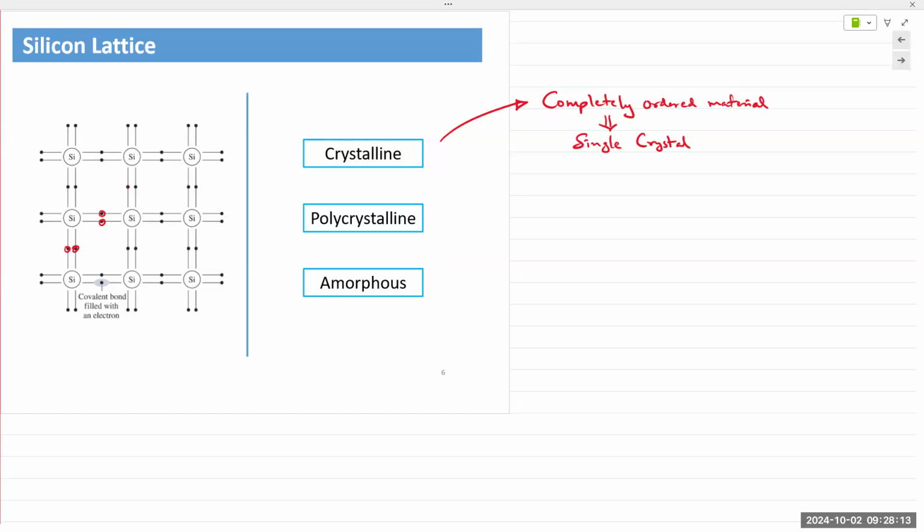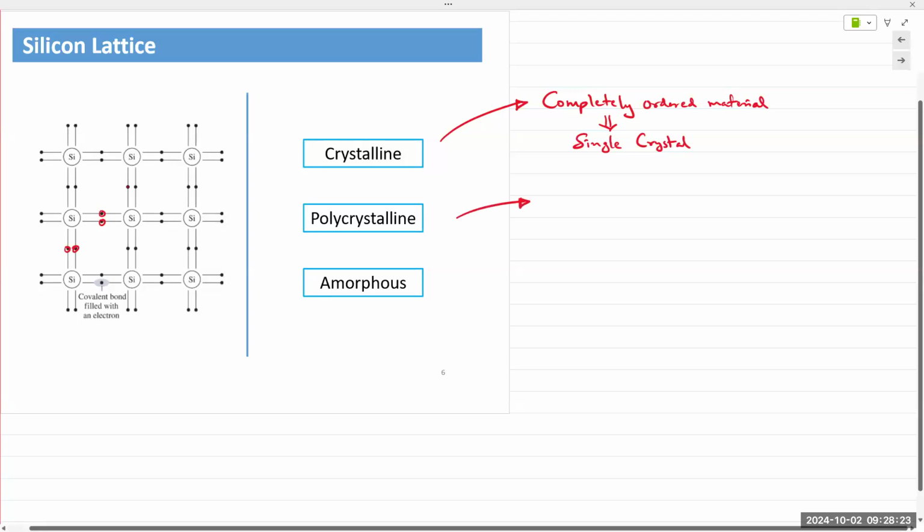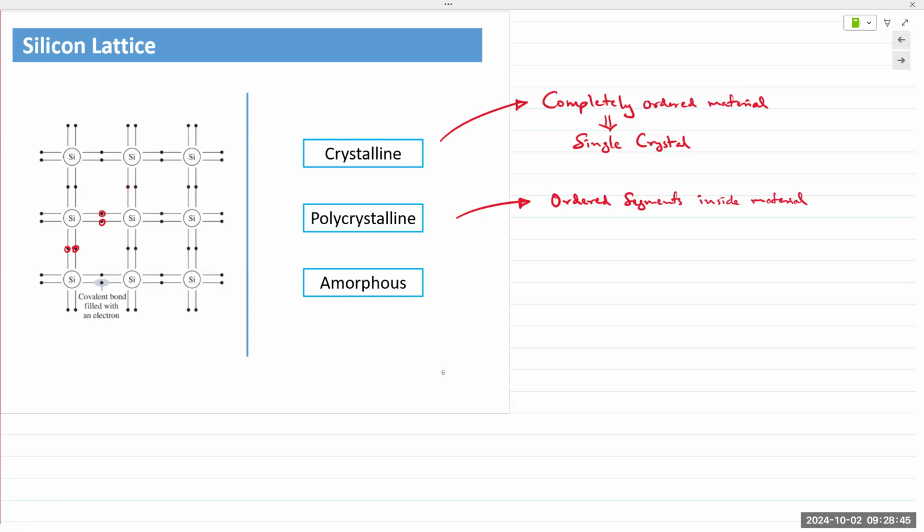So again, it has an ordered structure throughout the entire material. It has superior properties compared to any other structure. Polycrystalline material is ordered segments within a material. Polycrystalline, by its very name, tells us there are multiple crystals in that same material. Right? Poly is multiple.